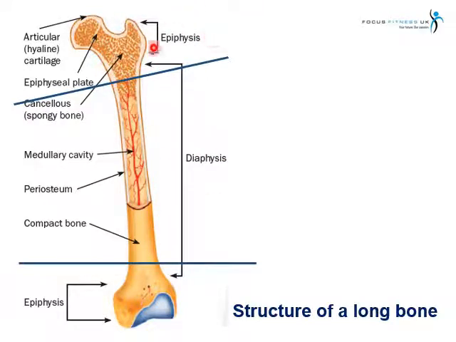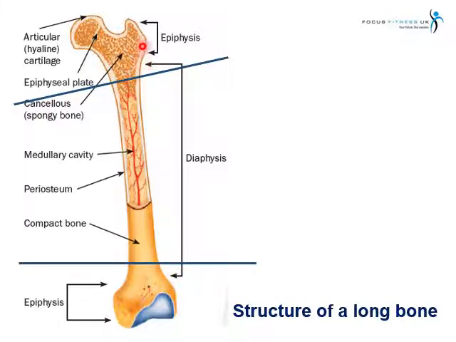So the ends are called epiphyses. We've got a proximal epiphysis here, and we've got a distal epiphysis here. And the middle of the bone we call the diaphysis, or the shaft of the bone there. If I just go through some of the features of each of the sections.